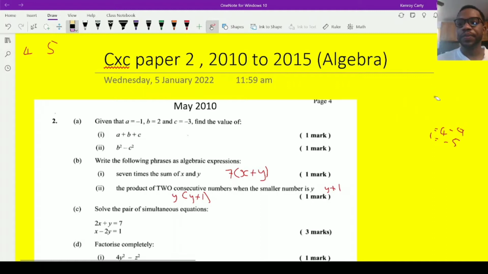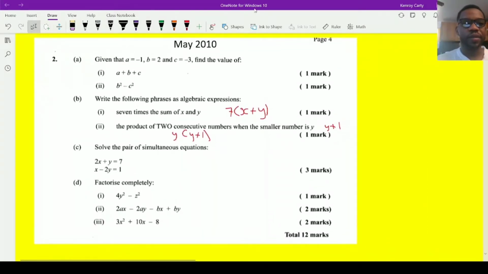All right, let's pick it up. Now we're moving on to question C. Now question C, let me just go down a little so we can actually see where I'm at. Question C says, solve the following pair of simultaneous equations. Now let me just go back over here and replicate them. I have 2x plus y equal 7. And I have x minus 2y is equal to 1.